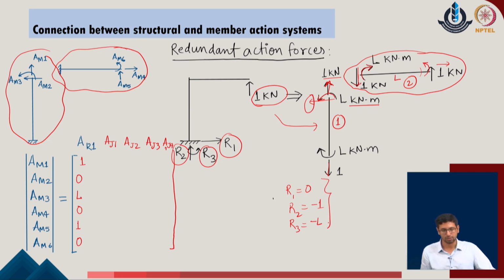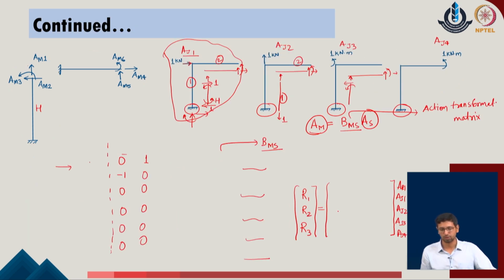I can consider the similar idea for the next cases of the problem as well, and I can define this as 0, -1 and minus L. This corresponds to the AR1. If I go with the AJ1 contribution, we have applied the load at this point. As we draw the free body diagram, we realize that there is a reaction over here in the horizontal direction in the negative coordinate. So this is R1, which is -1. The vertical force in this given problem is 0, so R2 is 0, and the moment in the given system is in the clockwise direction. So this is minus of H.